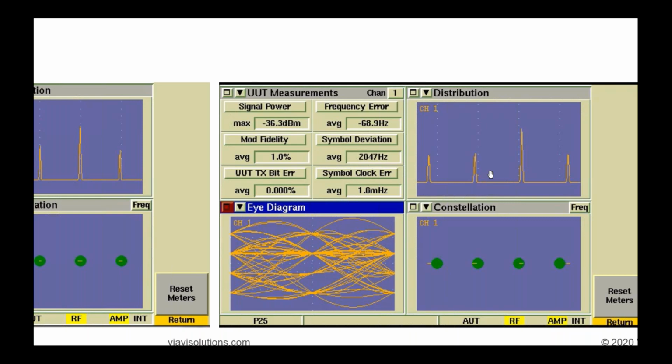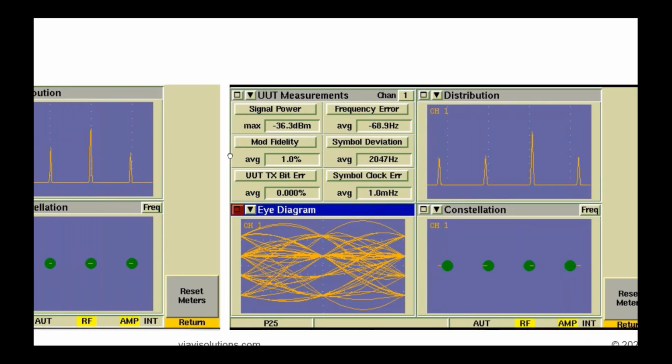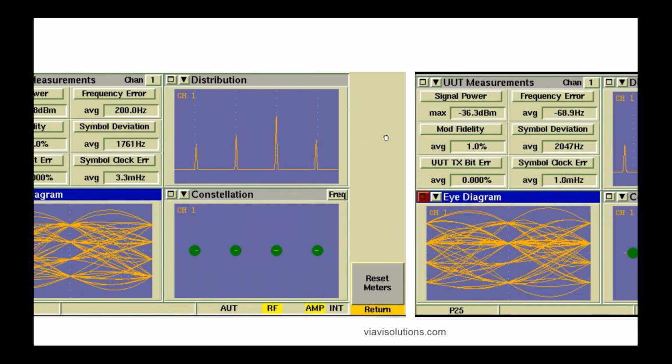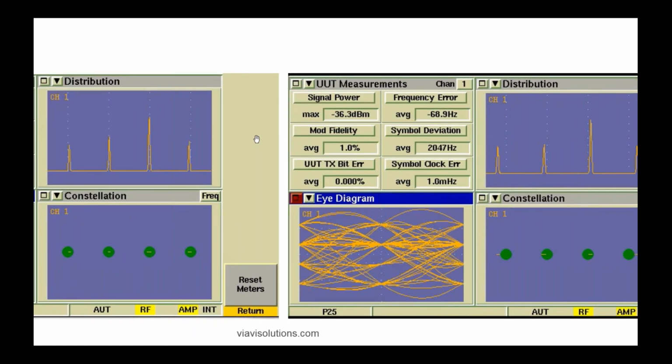Many people may not have seen what bad signals look like, but this is what it looks like. I can see on a distribution plot that they don't line up on the dotted lines. The constellation plot shows that the signals are landing outside of the target areas. And the symbol deviation that should be 1800 hertz in this case is showing 2047 hertz, which is beyond the 1980 hertz that would be allowed. So that signal is failing and would cause an issue for the receiver to decode it, which impacts, again, coverage area.